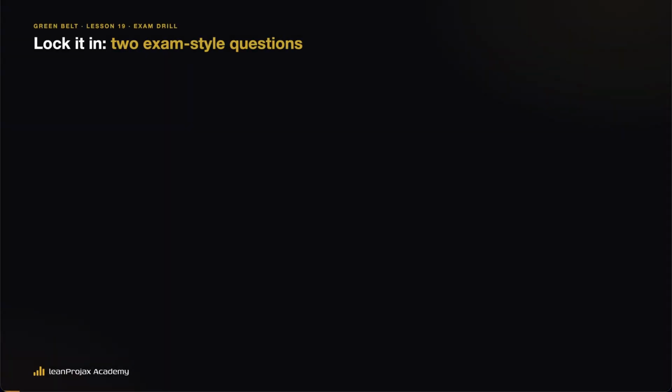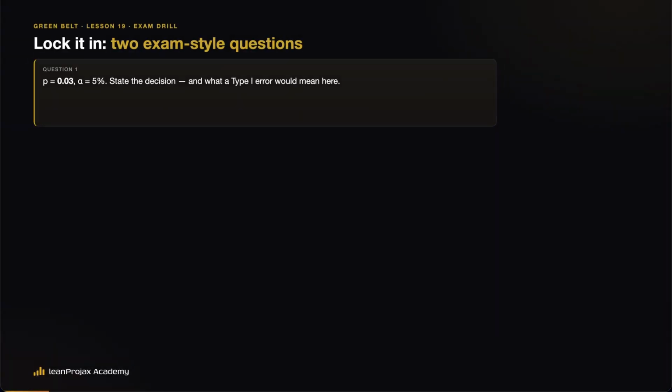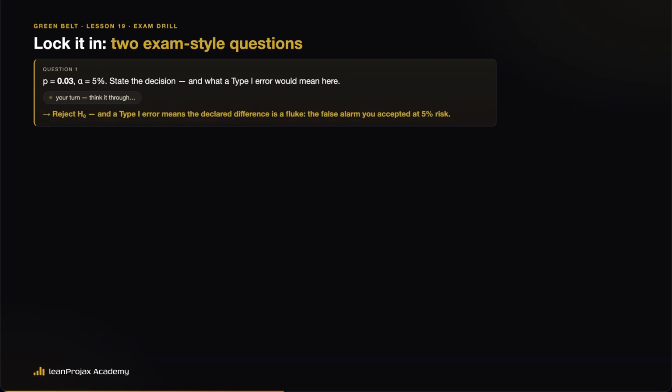Exam drill. 2 questions. Question 1. Your test returns p equals 0.03 with alpha at 5%. State the decision. And what a type 1 error would mean here. Pause here if you need a moment. Reject the null. And a type 1 error means the difference you declared is actually a fluke, a false alarm you accepted with 5% risk.